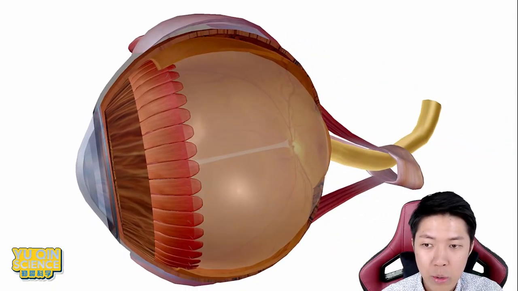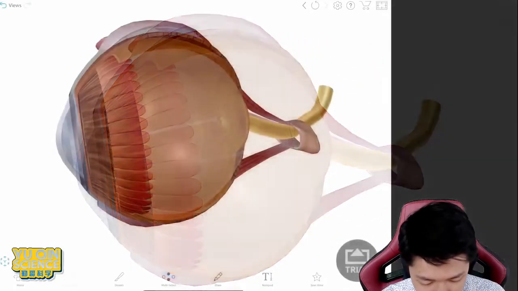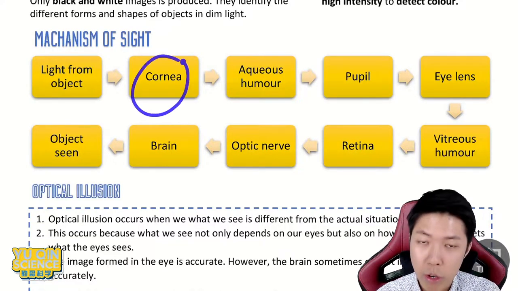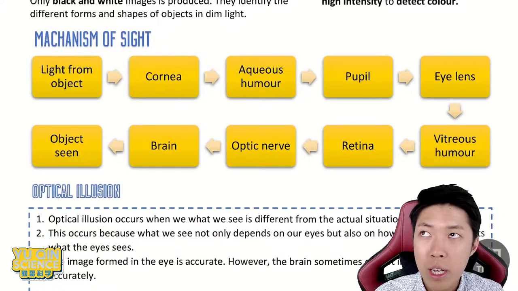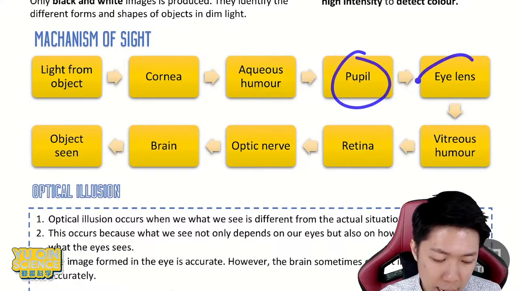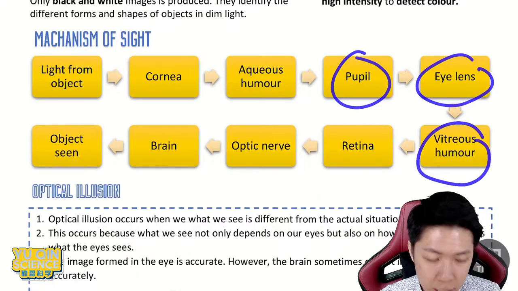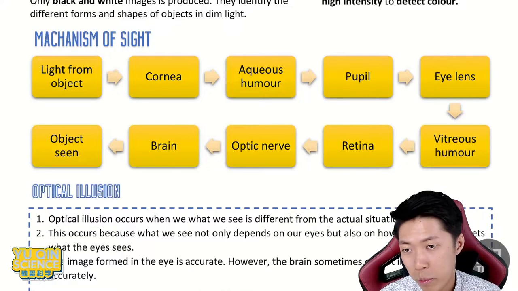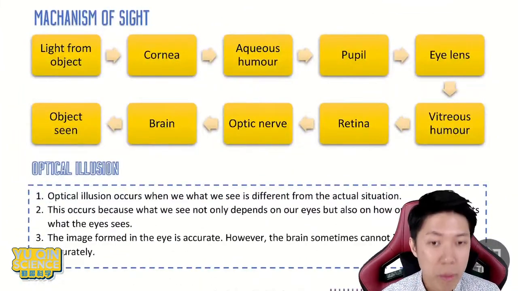So that's pretty much it. Quickly we look through the sequence again. Hopefully you get a better idea. Cornea to aqueous humor, which is the fluid right after the cornea, to the black hole pupil, to the eye lens, to the bigger jelly, and then to the retina, and into the optic nerve to the brain. So this sequence is very important. Please make sure you remember that.